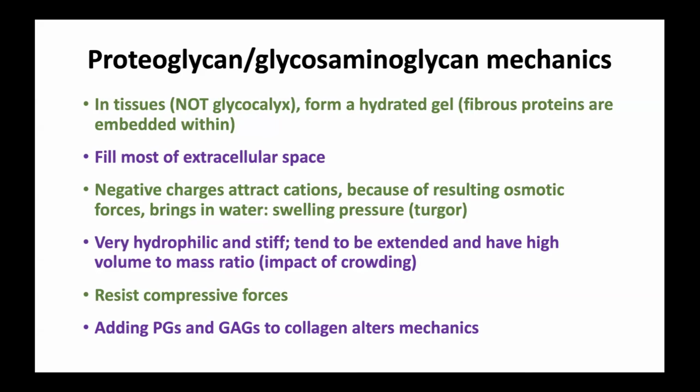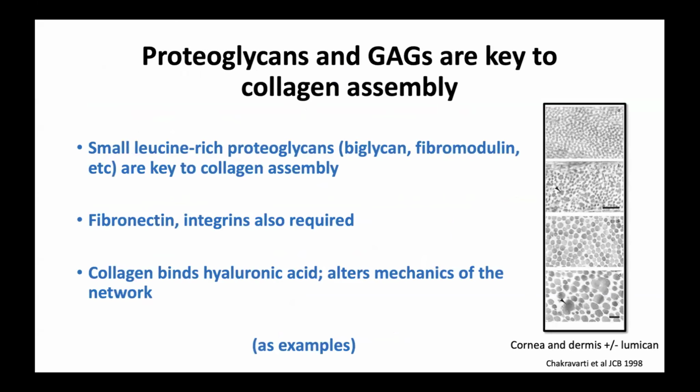So when you add proteoglycans and GAGs to collagen, as typically happens, it alters the mechanics. And I just want to say, they're very important. Proteoglycans and GAGs are really important to collagen assembly, particularly some of these small proteoglycans. You might have heard people talking about biglycan, fibromodulin, lumican. And they're very important in collagen assembly.